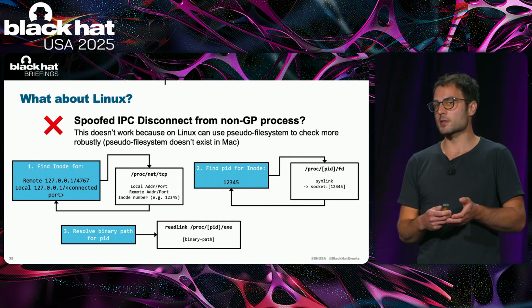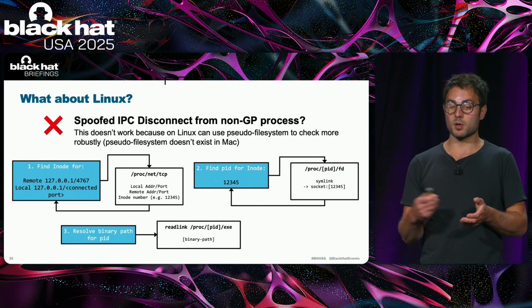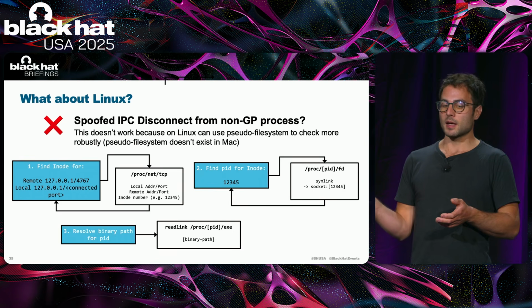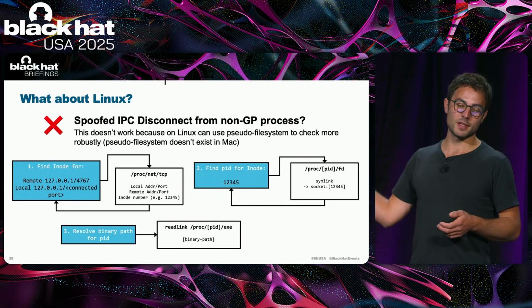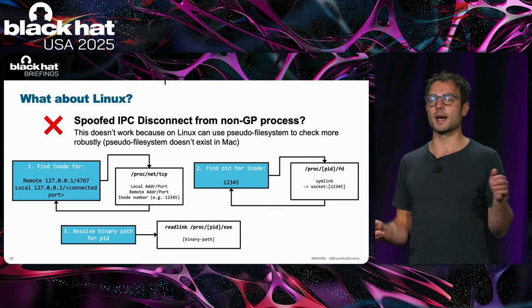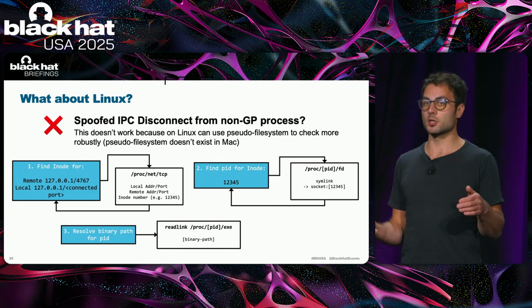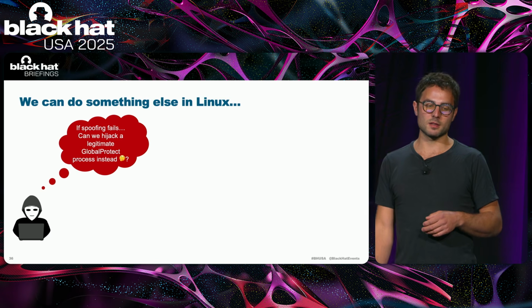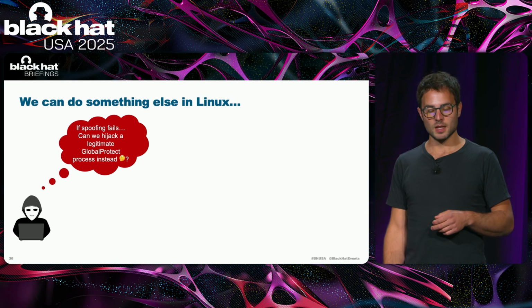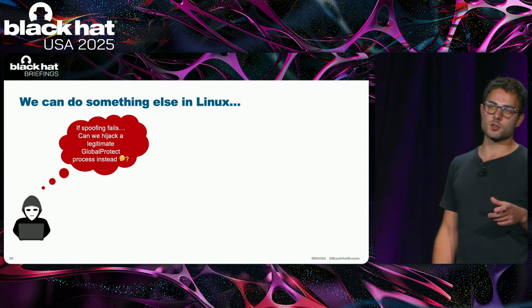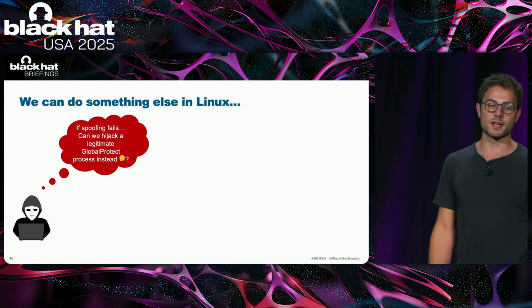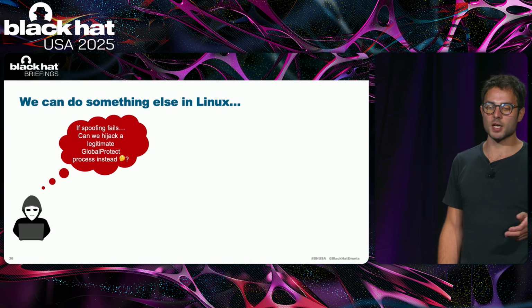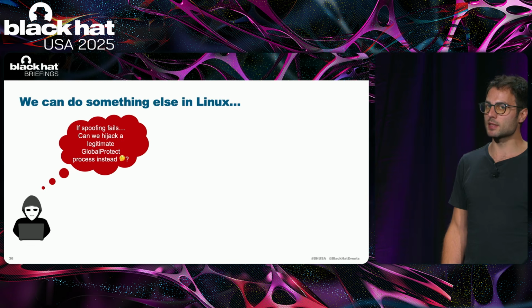And the reason is because on Linux, you have access to things like the proc pseudo file system. And I won't go into the details, but you can see on the screen the kind of steps you could do to really accurately determine and answer the question of who's connecting to me. OK, can we do anything else then? If we can't send that disconnect message from a spoofed new process, maybe we can hijack a legitimate GlobalProtect process instead?